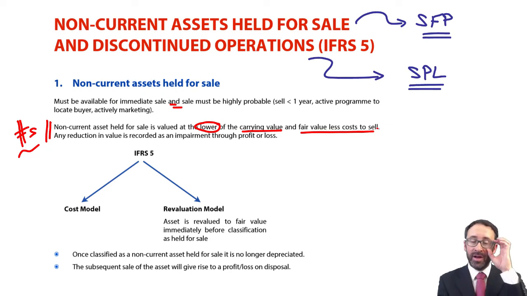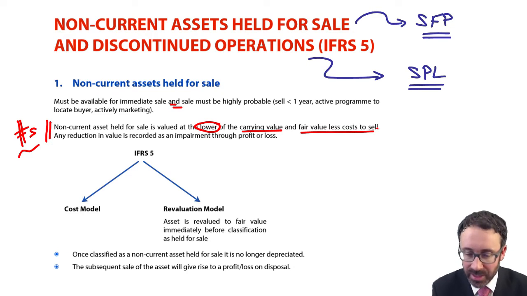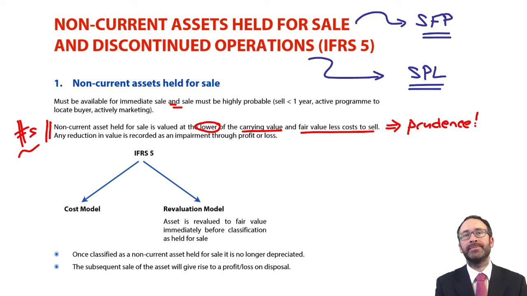So make sure when you have your fair value, you deduct those costs to sell. Again, if we're thinking back to the framework, we're thinking back there to the fundamental qualitative characteristics. We're thinking back to the faithful information that we are presenting to the users of the accounts. And by valuing the non-current asset held for sale at the lower of the carrying value and fair value less cost to sell, you're thinking there, aren't we, about prudence, aren't we? Okay.